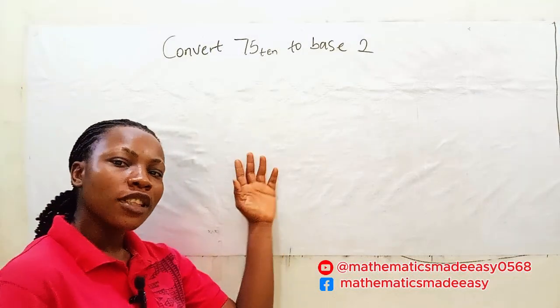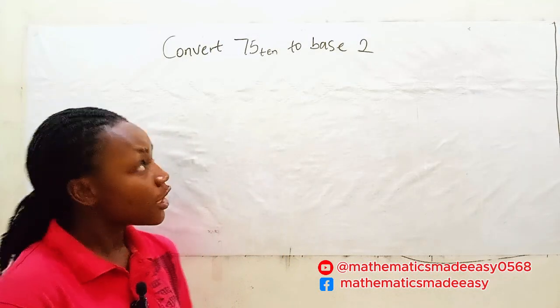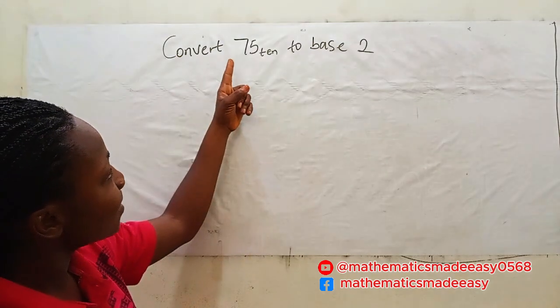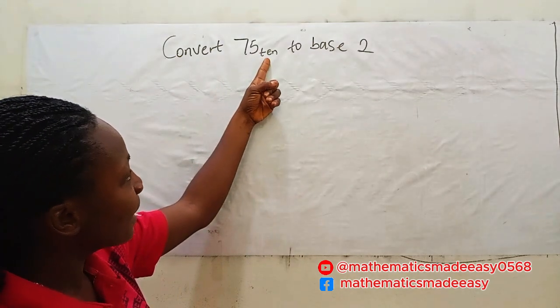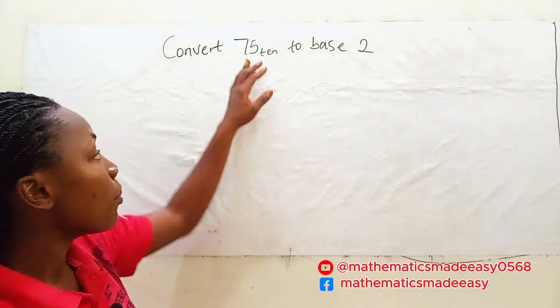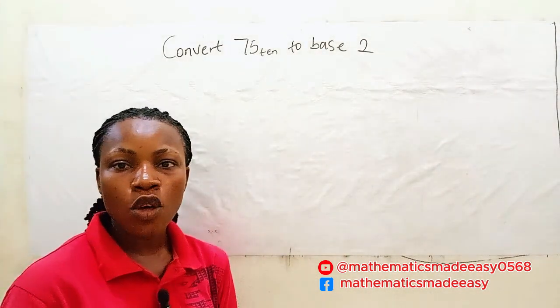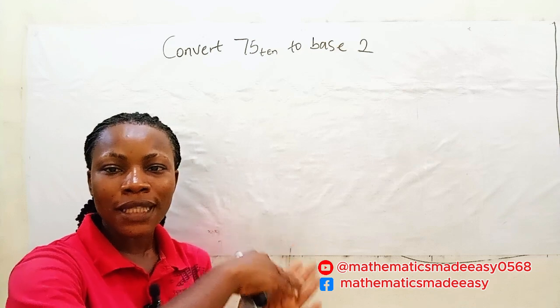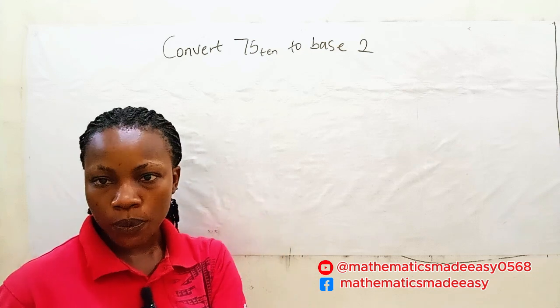Now, let's solve this together. Here we are asked to convert 75 in base 10 to base 2. This number is in base 10, so we are to convert it from base 10 to base 2.